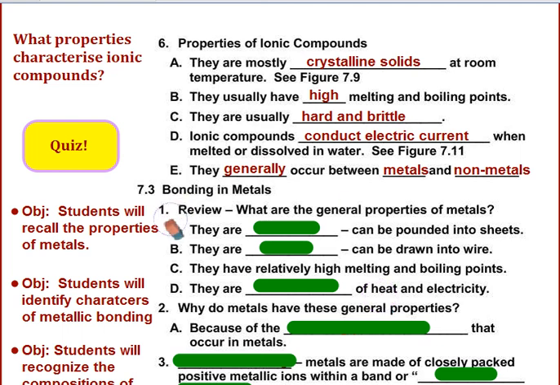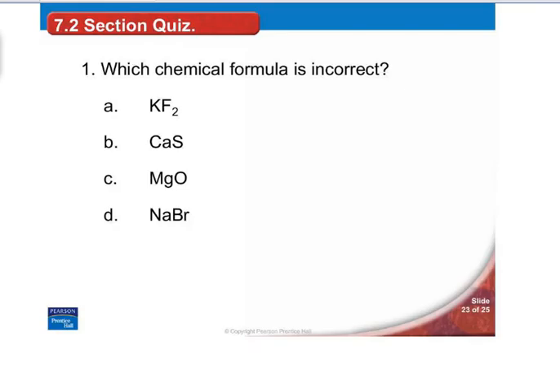So, we're going to take a quiz here, and we'll finish up 7.2. Our first question is right now. First question, which chemical formula is incorrect? Now, this is going to be a little tricky here. Remember, our ions are always neutral, and so we need to identify what the charges are on each of our ions. Cations come first, anions come second. Cation, anion. Cation, anion. Cation, anion. So what are the charges on these guys?